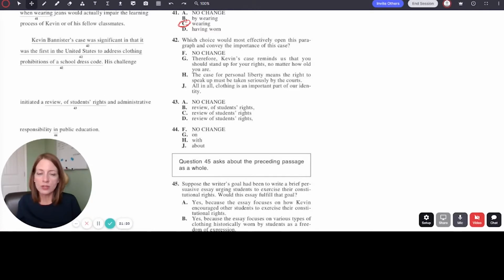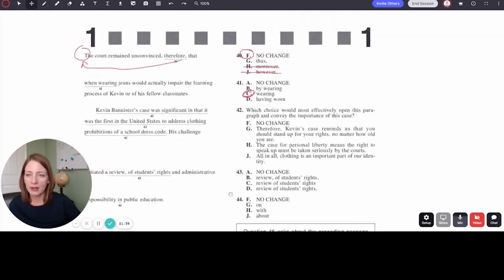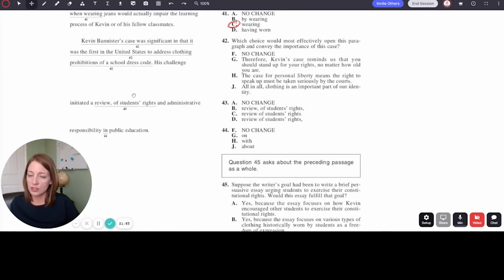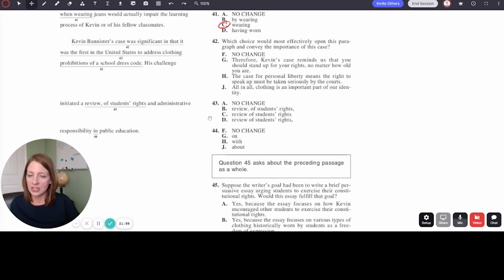Which choice would most effectively open this paragraph and convey the importance of this case? So I'm considering the paragraph here. Kevin Bannister's case was significant in that it was the first in the United States to address clothing prohibitions of a school dress code. His challenge initiated a review of students' rights and administrative responsibility in public education.